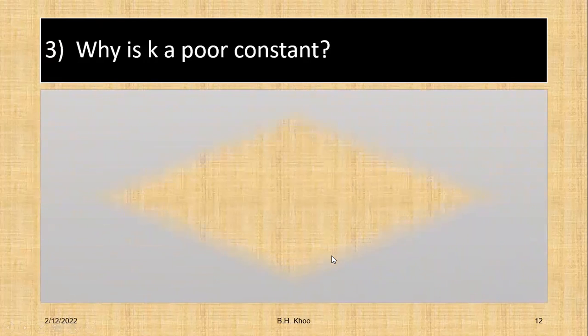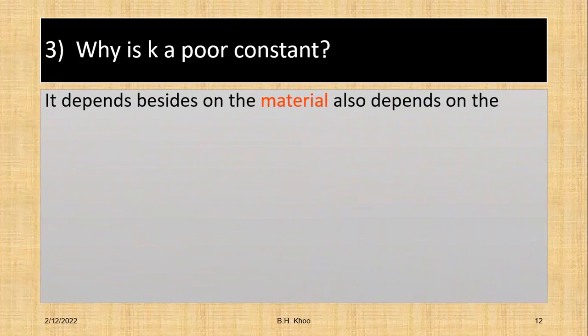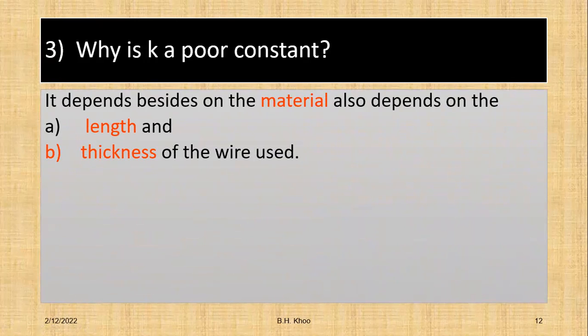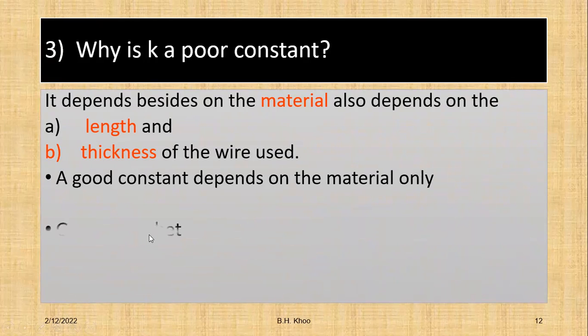K is a poor constant. Now you did in your SPM, k is a spring constant. It depends on the material. And it also depends on the length and thickness of the wire used. So it's not good. A good constant must only depend on the material, not on the length or thickness of the material. A good constant depends on the material only. So we are introducing the Greek alphabets, sigma, epsilon.